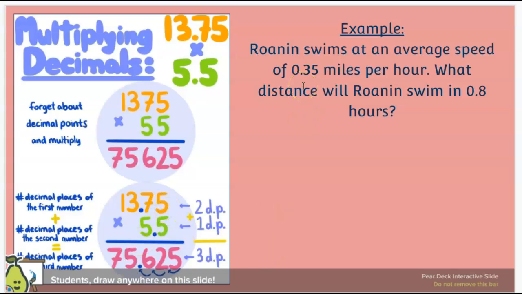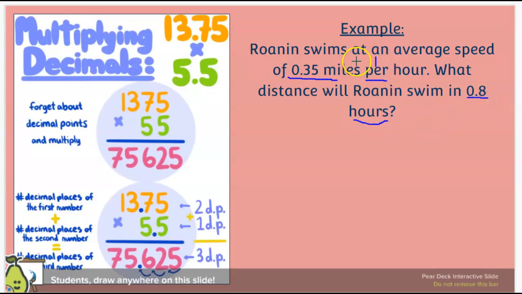Okay, so let's do some example problems. Ronan swims at an average speed of 3,500 miles per hour. So per means for 1 hour. So that's 1. So in 1 hour, he can swim this many miles. What distance will Ronan swim in 0.8 hours?